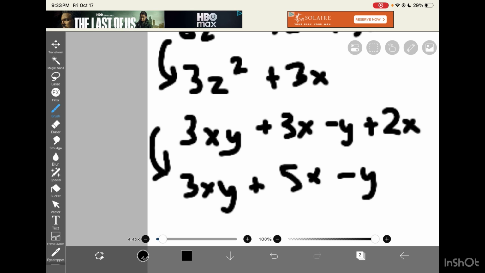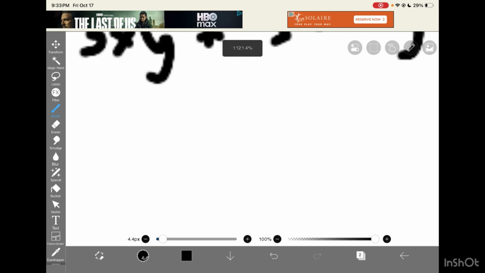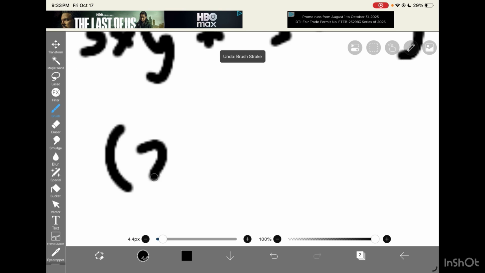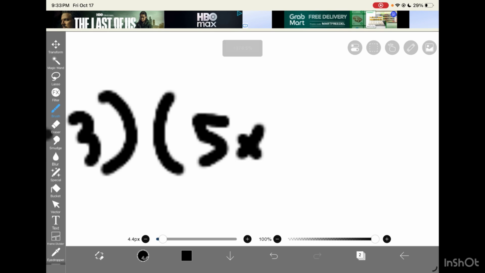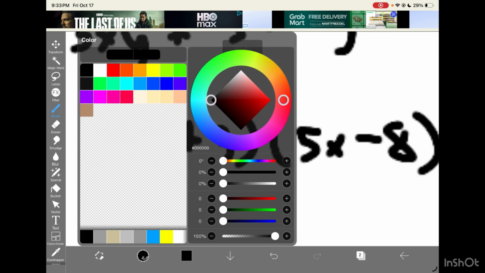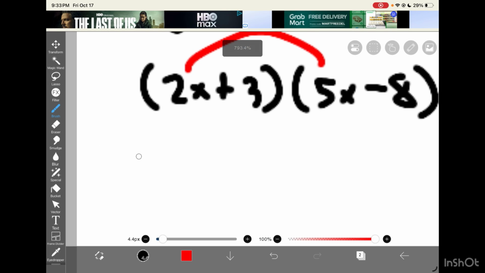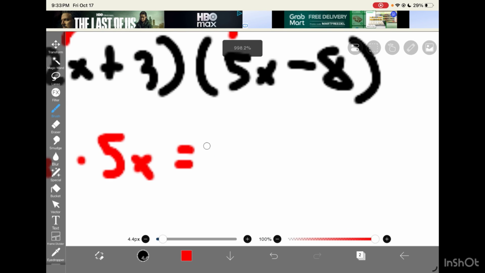So remember the FOIL method. Lastly, let's recall the FOIL method. Let's try 2x plus 3 and then 5x minus 8. FOIL means first. So first is this one. It's going to be 2x times 5x, which is equal to 10x squared.